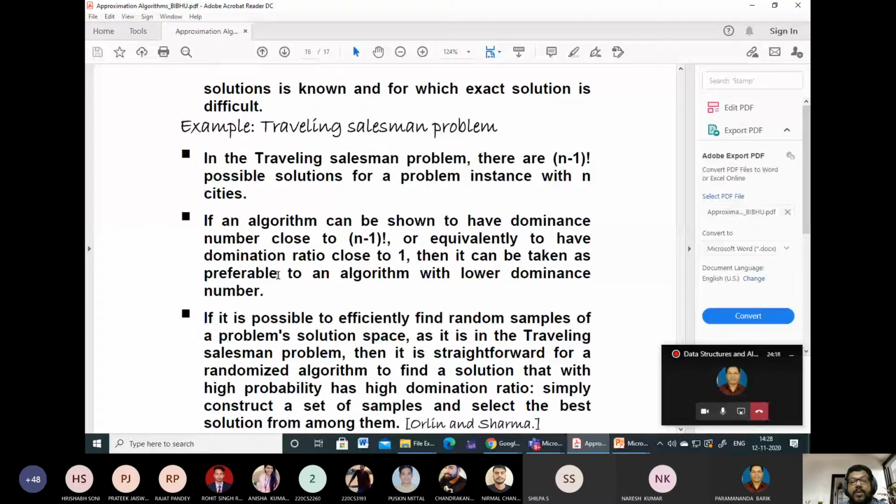If an algorithm can be shown to have a dominance number that is close to (n minus 1) factorial, that means your solution has covered all possibilities. If you are trying to cover all possible solutions across different executions or runs, then it is close to 1, which means you are addressing the whole solution space. Then the algorithm with the low dominance number can preferably be taken, meaning the algorithm which covers the maximum solution space.